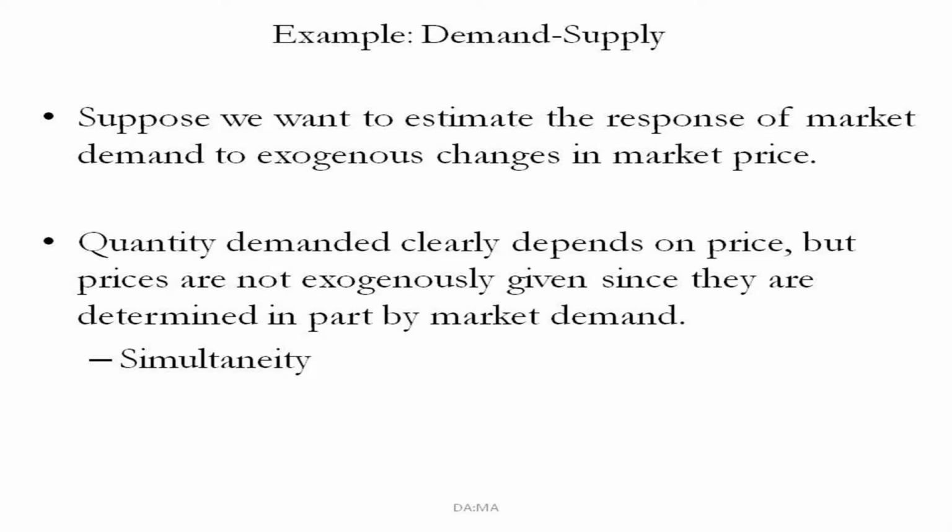Now, getting back to the simultaneous equation model, because that is where IV started, the foremost example of a simultaneous equation model is the supply demand framework in economics, in which price and quantity are jointly or simultaneously determined in the market for goods and services. So, something that we have seen before. So, what we are saying over here is, suppose we want to estimate the response of market demand to exogenous changes in market prices. So, how does demand respond to prices?